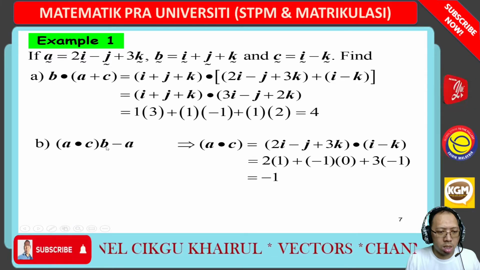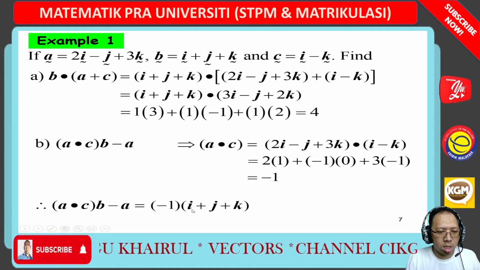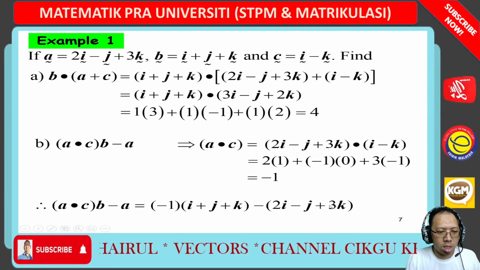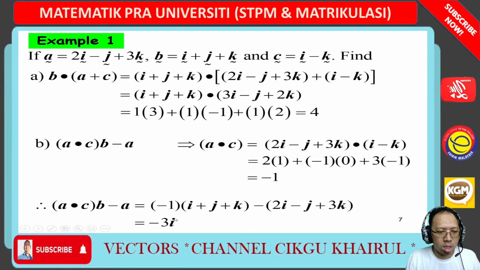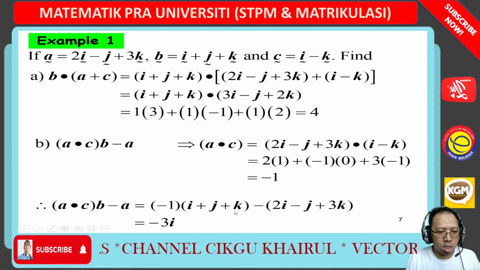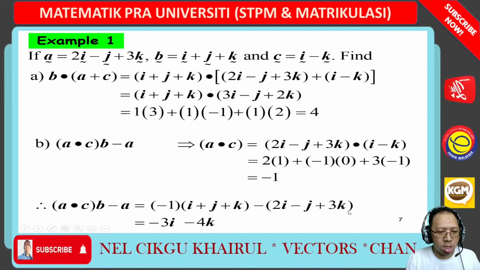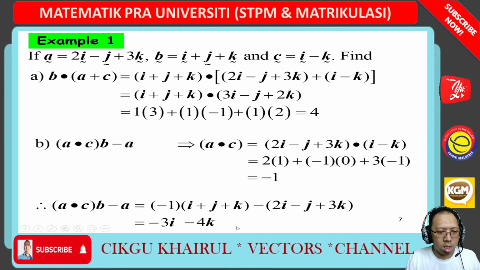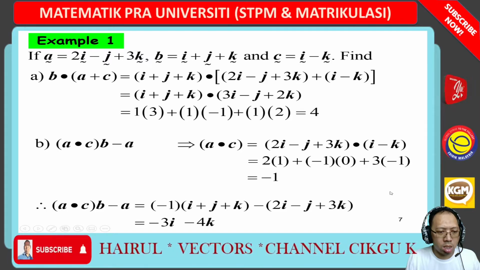So we substitute negative 1 here. Negative 1 times (b minus a), that is negative 1 times vector b minus vector a. So 1 minus 2, we get negative 1i. For j, 1 minus negative 1 becomes plus, so 1 plus 1 equals 2j. And k minus 3k, then we get negative 2k. Okay, a simple example for dot product.